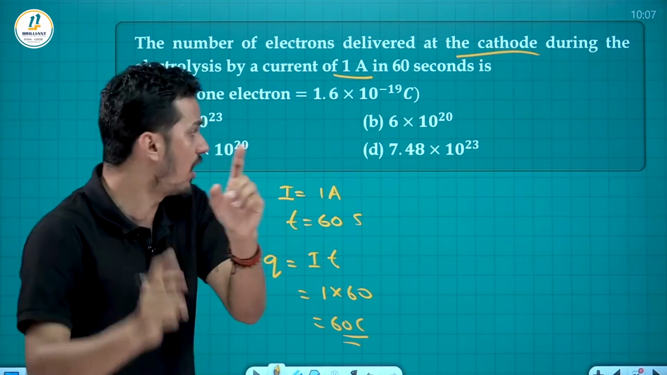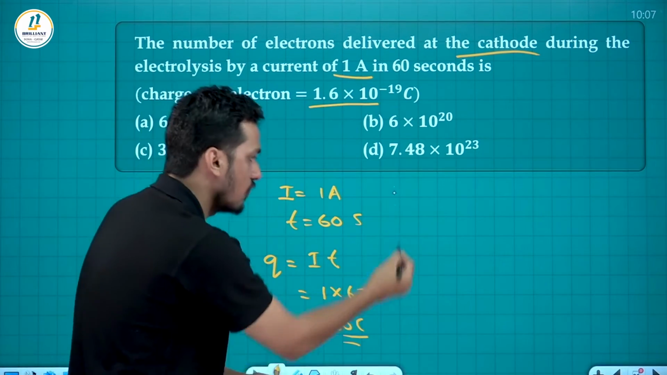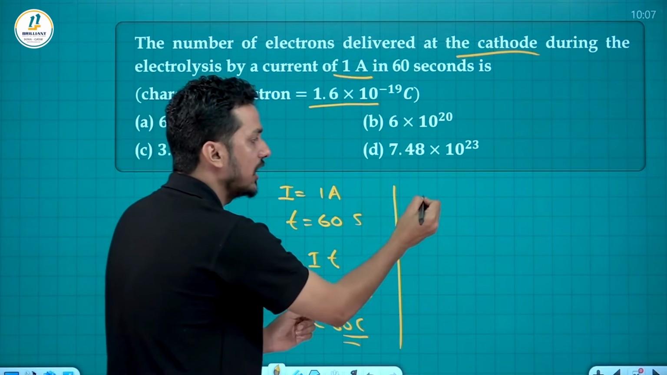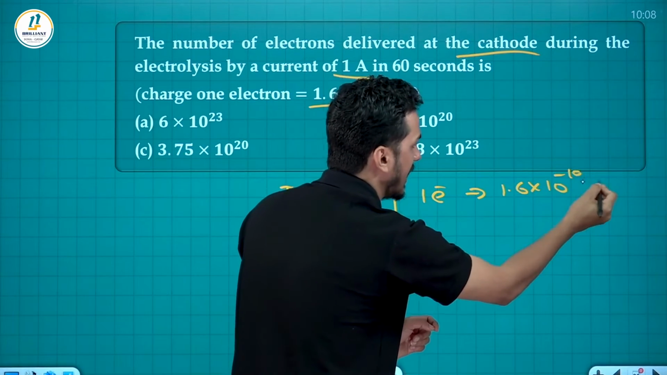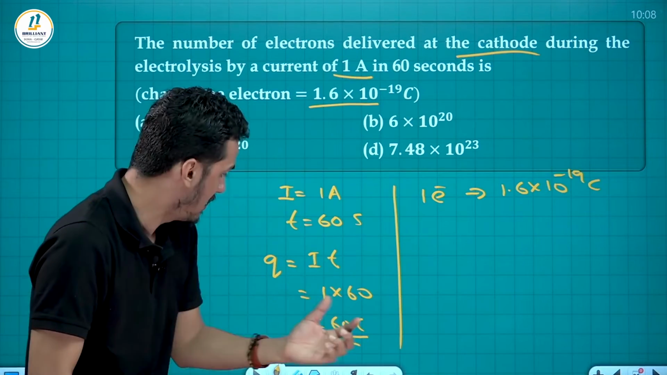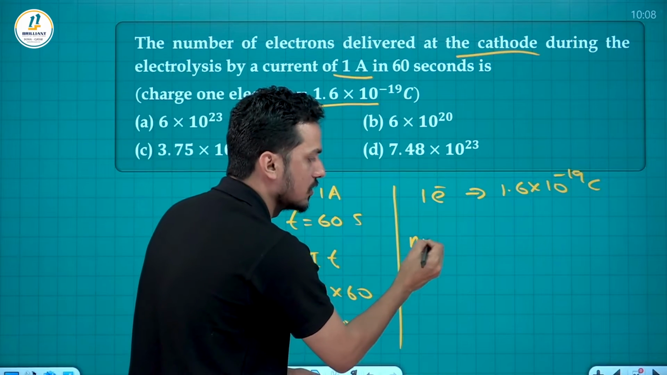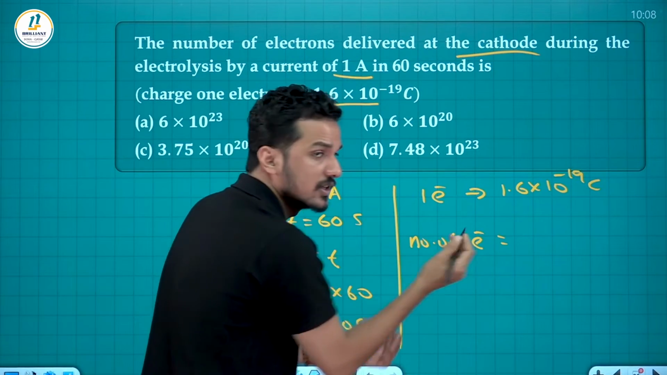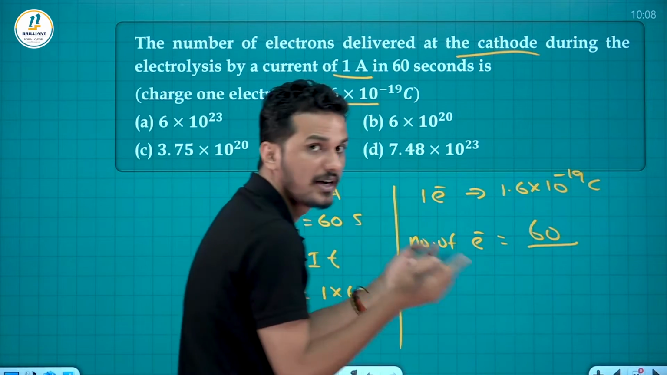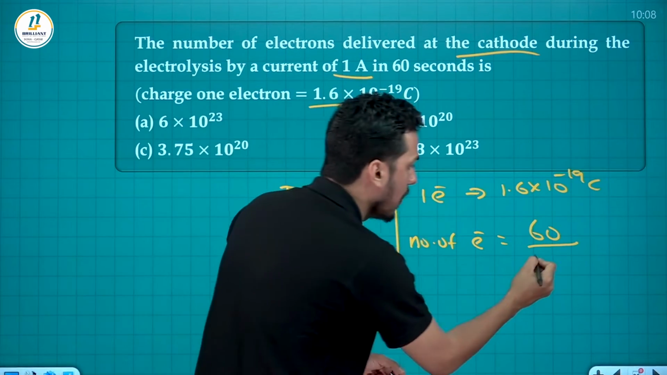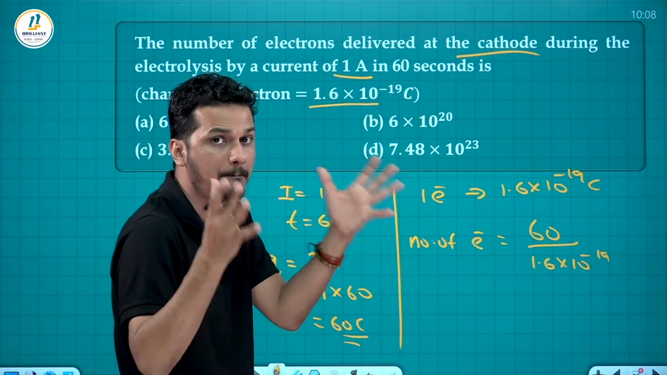We know the charge of one electron is 1.6 into 10 raised to minus 19 coulomb. They are asking this 60 coulomb contains how many electrons? So the number of electrons is equal to, we have how much charge? 60 coulomb we have, divided by what's the charge of one electron? 1.6 into 10 raised to minus 19. If I divide, I will get the number of electrons.